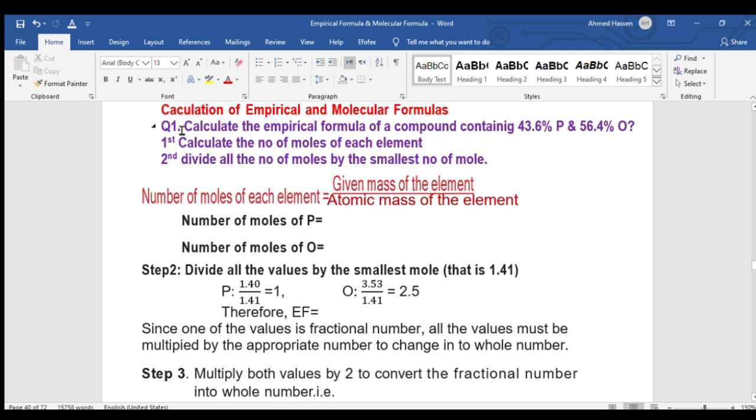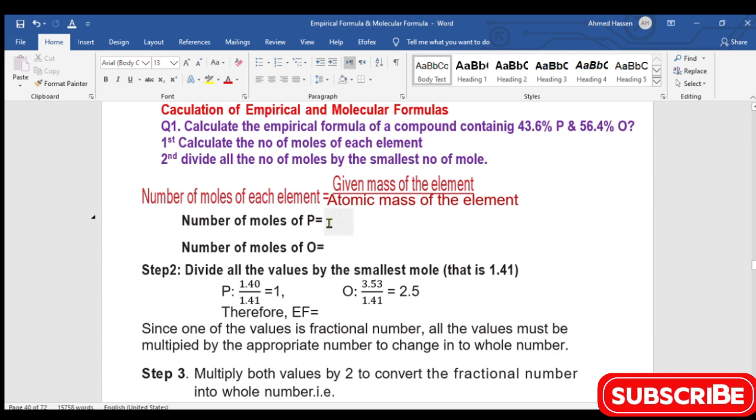For example, here is a question. Calculate the empirical formula of a compound containing 43.6% phosphorus and 56.4% oxygen. In order to calculate the empirical formula, the first step is the number of mole calculation. Number of mole means mass given over molar mass or atomic mass of an element. Therefore, the number of moles of phosphorus from this given substance is 43.6 divided by 31, the atomic mass of phosphorus.